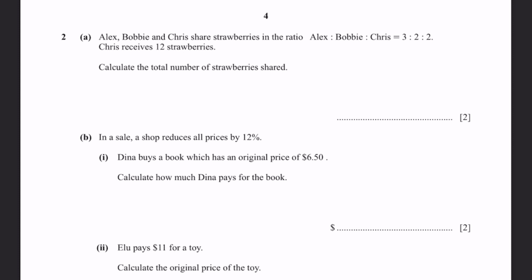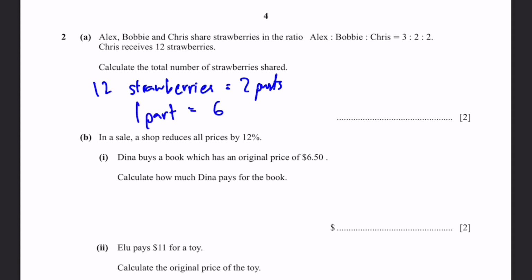12 strawberries is 2 parts. So 12 strawberries equals 2 parts. 1 part equals 12 by 2, which is 6. That means 7 parts is equal to 6 into 7, which is equal to 42 strawberries.